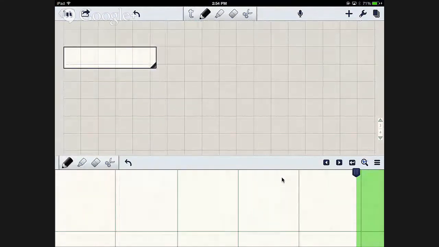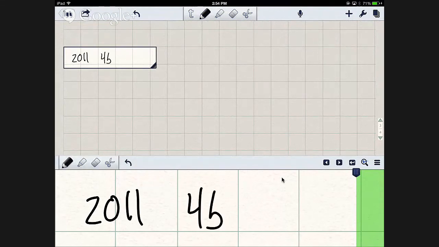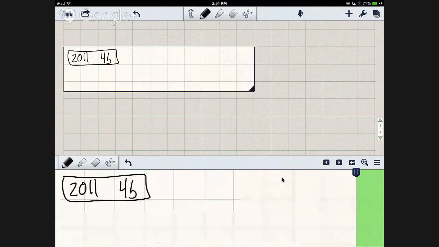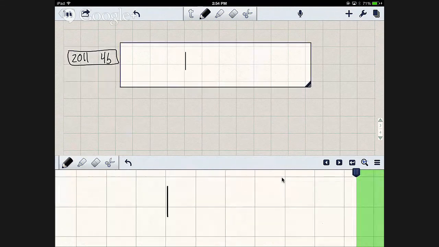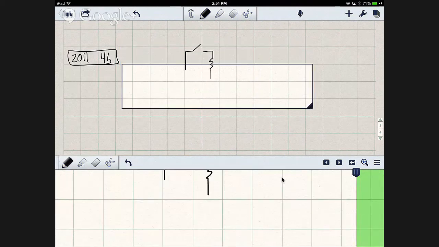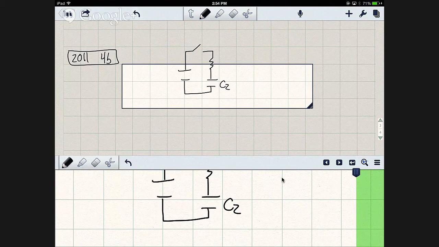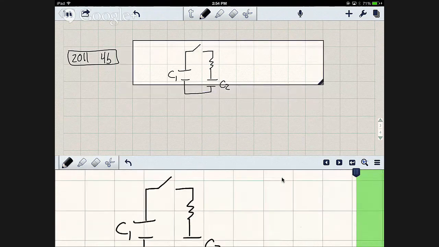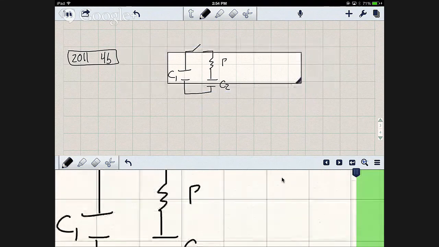All right. So this is 2011, exam 3, of course, and this is going to be 4B. All right. So what do we got? We got this circuit. We have a resistor. We have another capacitor here. So this is C2. And then it hooks up to C1 like that. Okay, C1. This has a resistance R.